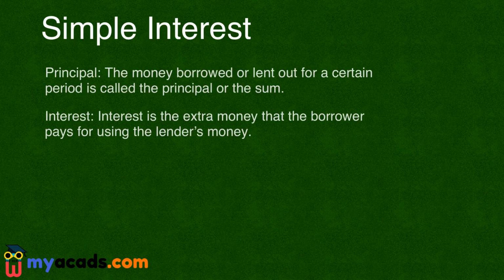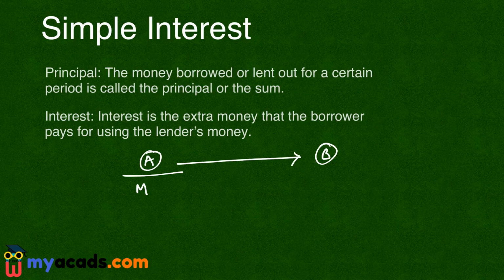In this video, we will understand the concept of simple interest. Now, how does simple interest work? For example, there are two people, A and B. A has some extra money, M, and B wants to start some business or do some activity, but B needs some money. So B will borrow some money from A.